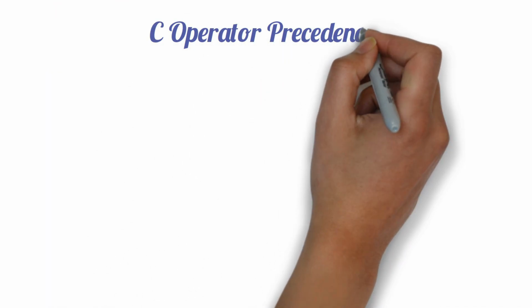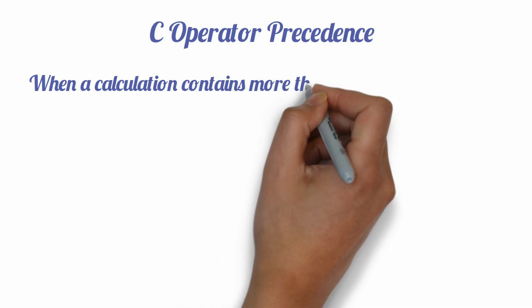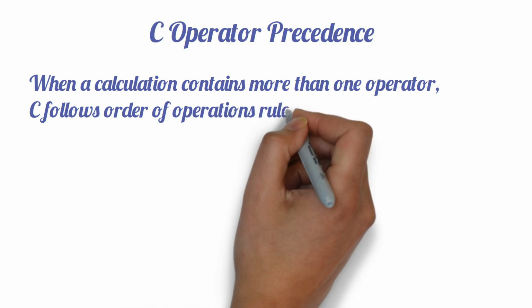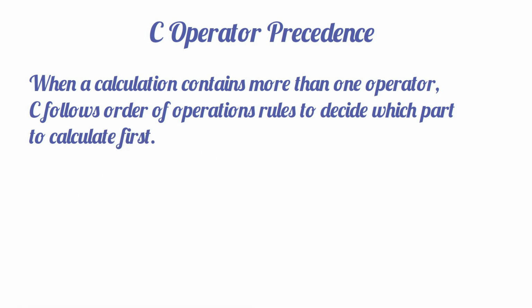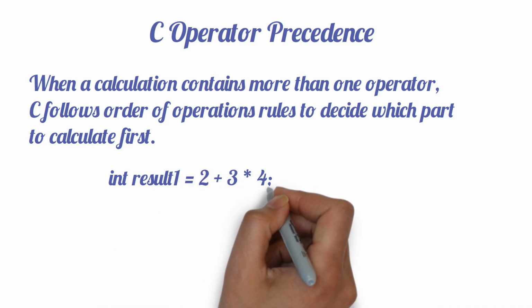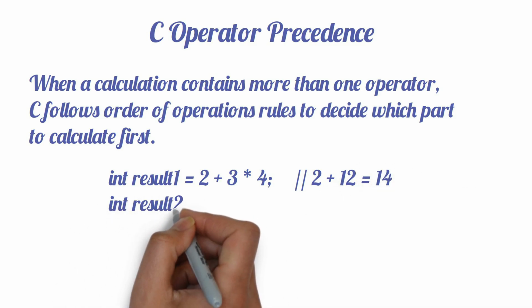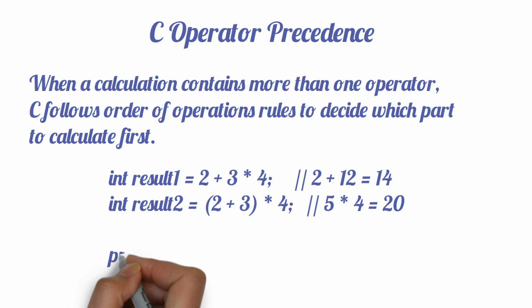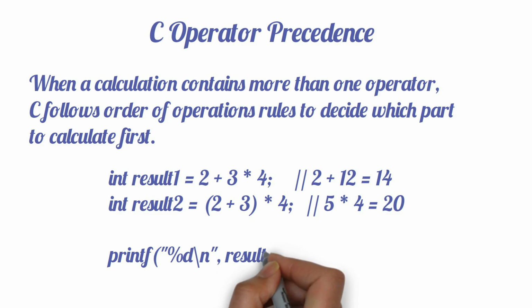Operator precedence. Precedence means which operator has the highest degree of importance. When a calculation contains more than one operator, C follows the order of operations to decide which part of the code will run or be calculated first. Just check this line of code. I'm initializing a variable called result1 as type integer. In the first line of code, I'm typing 2 plus 3 into 4. The output of this will be, first it will calculate 4 into 3, that is 12. Then it will add that to 2. So we are getting 14 over here.